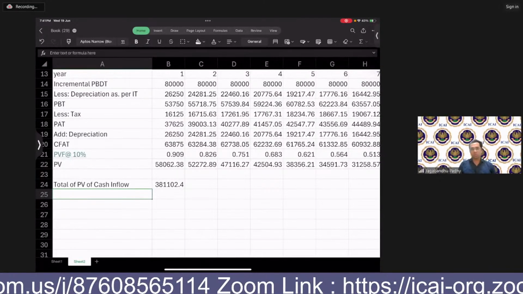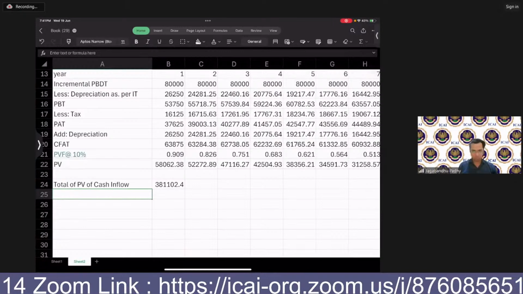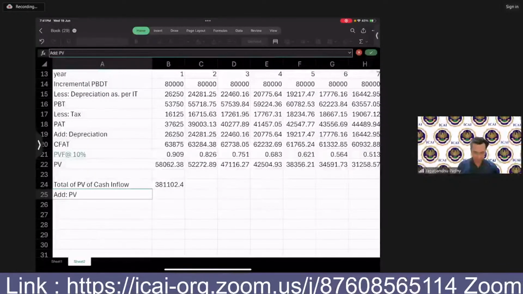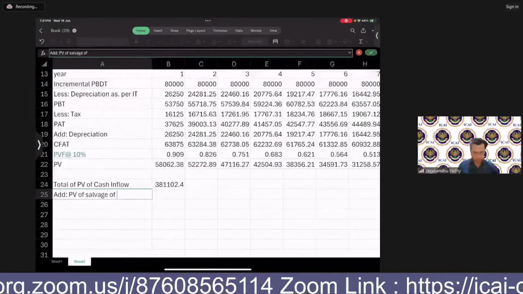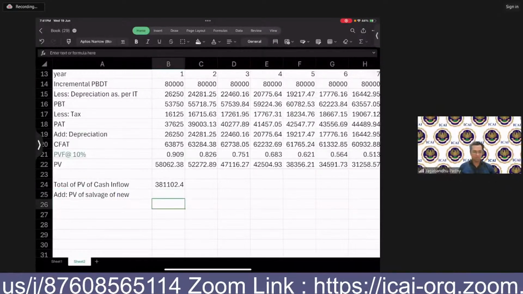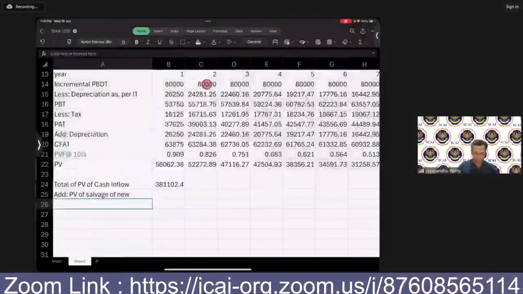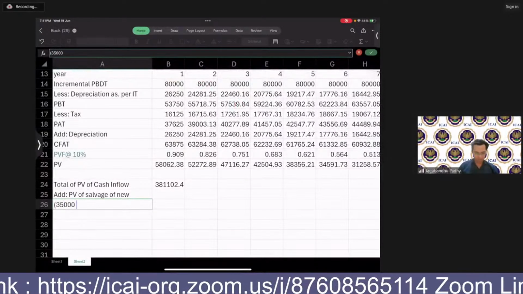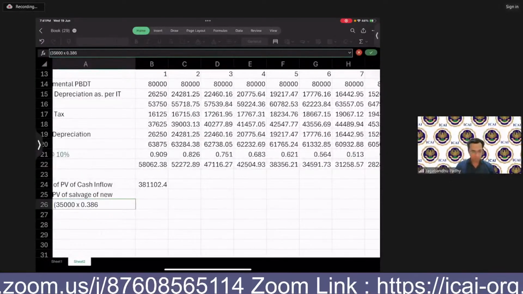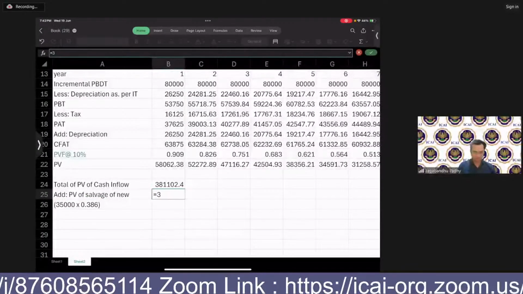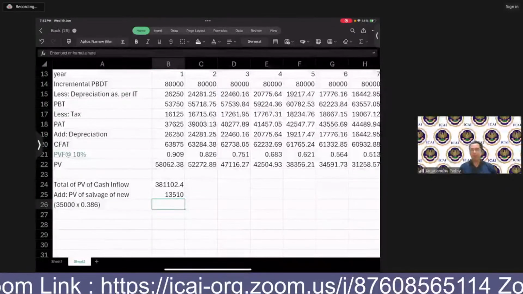Of course, we are going to also sell the new machine at the end of its life. So from that, we are going to add present value of salvage of new machine. The new machine has got a sale value of 35,000, and we just multiplied by the PV factor of last year, which is 0.386. So we have 35,000 into 0.386, right? So that's adding the PV factor.